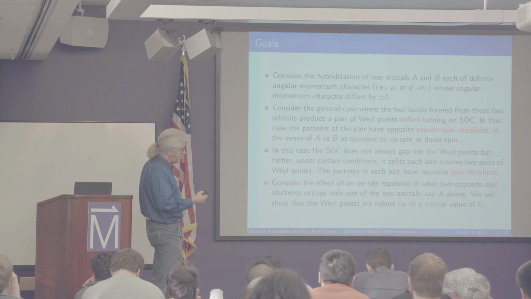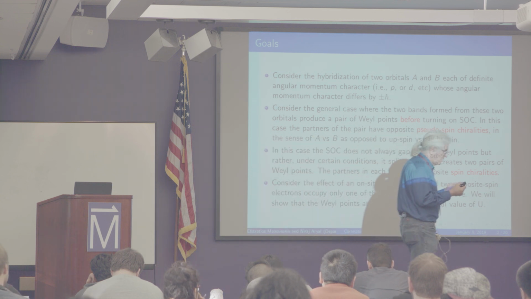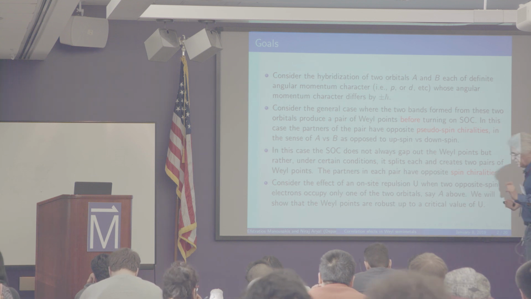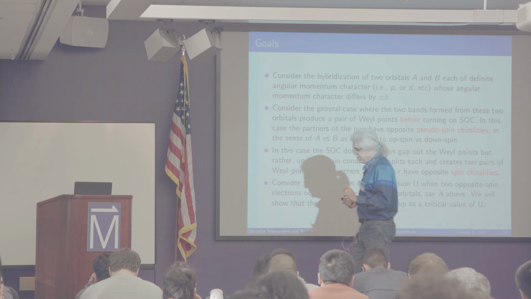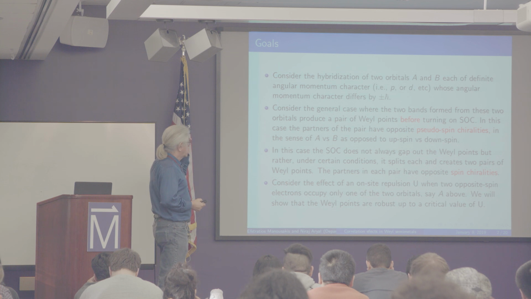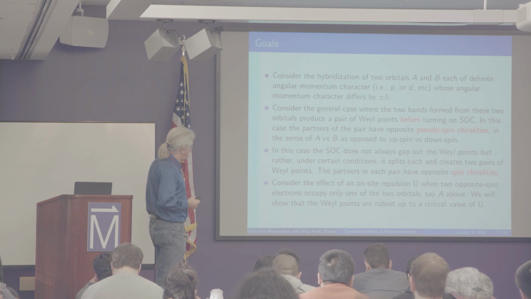And then the spin-orbit coupling splits each of these Weyl points, these partners of opposite pseudo-spin chirality, into 2 pairs of opposite spin chirality. So it splits the pair into a quartet. And that's due to the spin-orbit coupling.